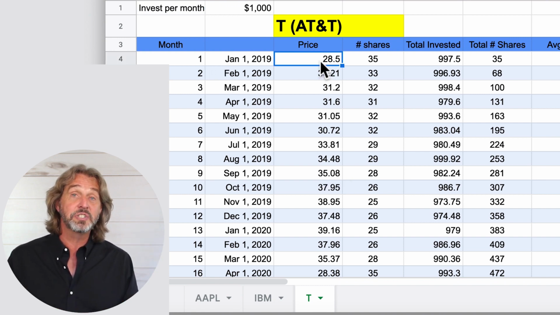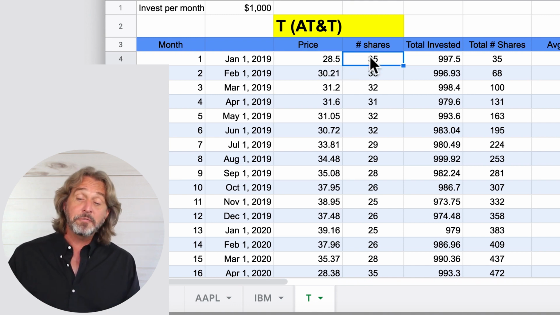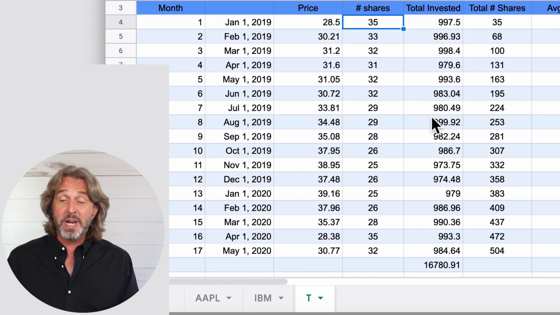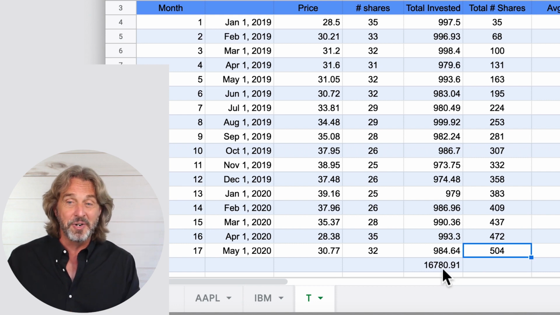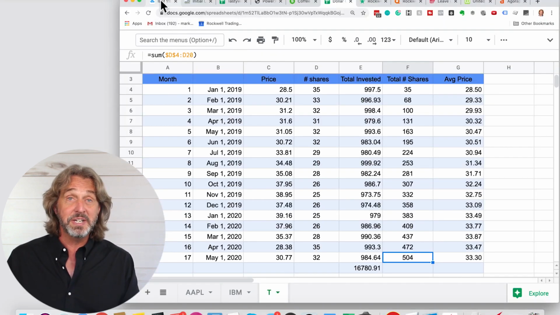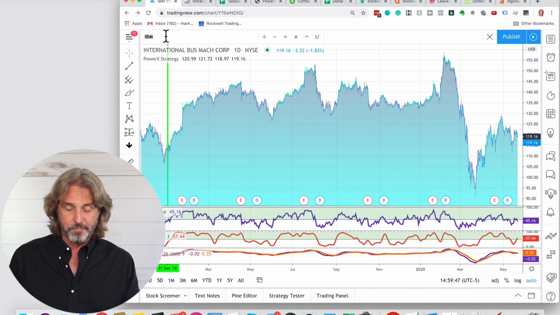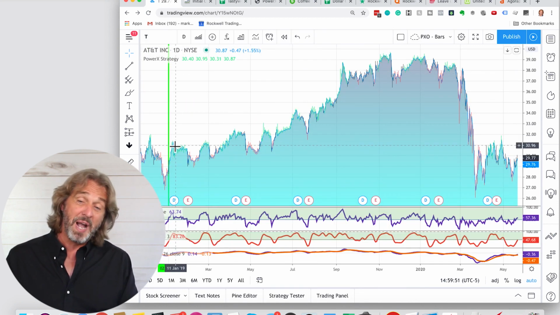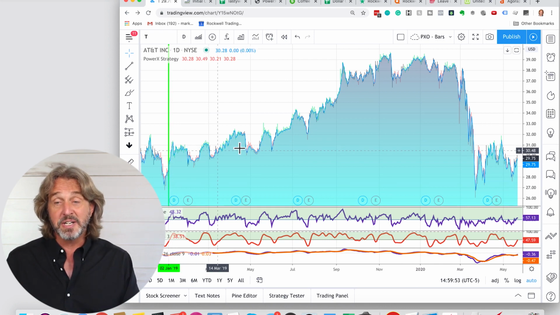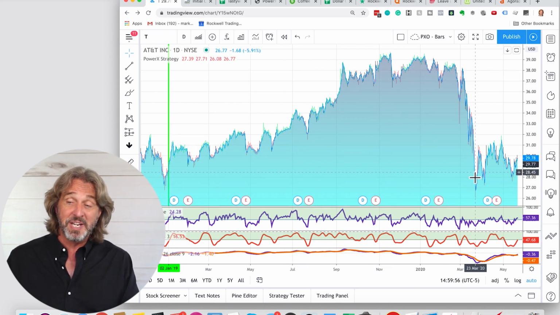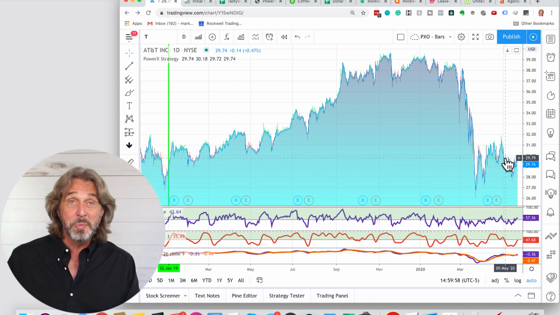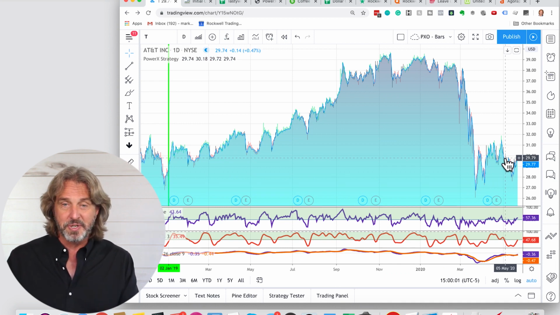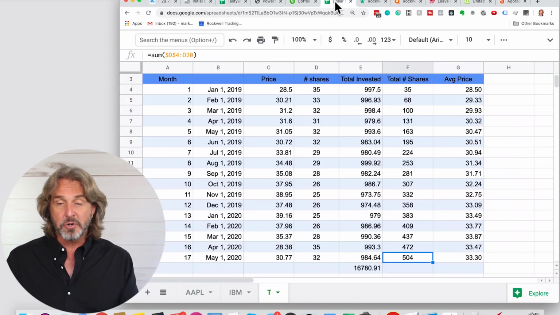Now, since AT&T is trading at a much lower price, we can afford to buy more shares. After the course of 17 months, we would have 405 shares. We would have invested around $16,800. And let's see what AT&T did over the past year and a half. So let's take a look at the chart, and it does look very similar to IBM. Actually, it does look a little bit better. AT&T was going up until the pandemic hit, and right now they still seem to be hurt as of May 21st, which is today. So what does this mean for the dollar cost averaging?